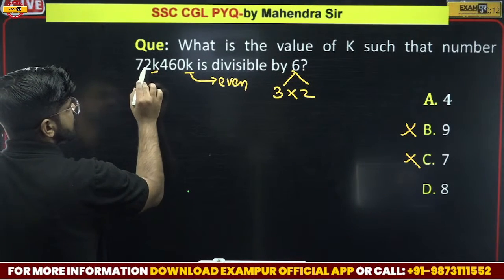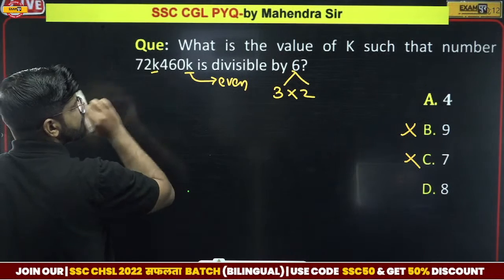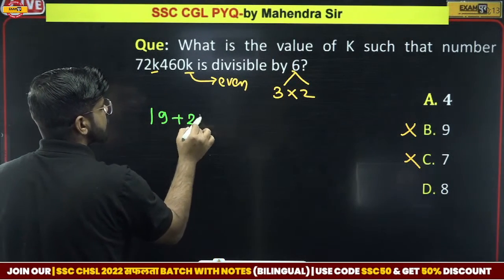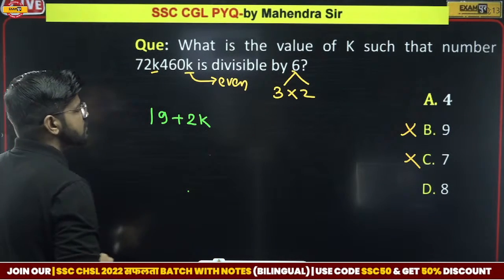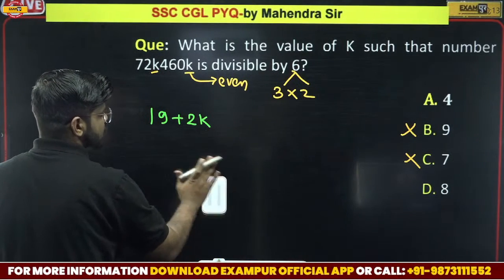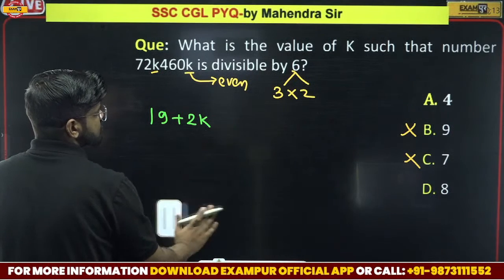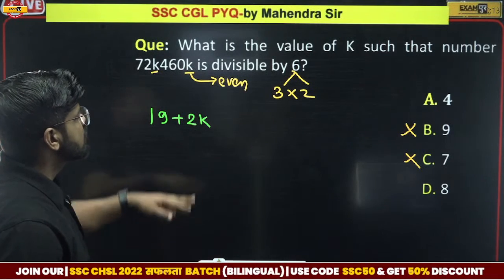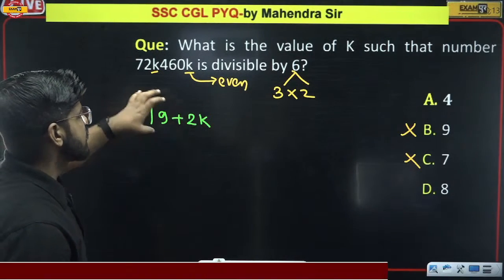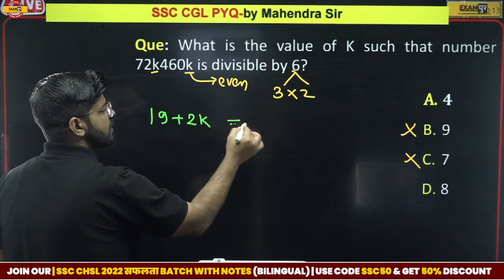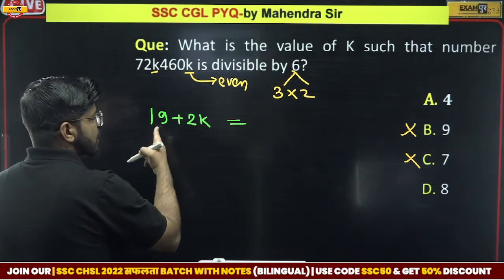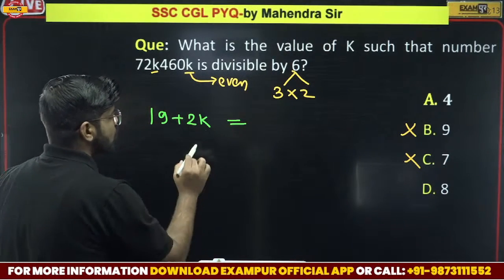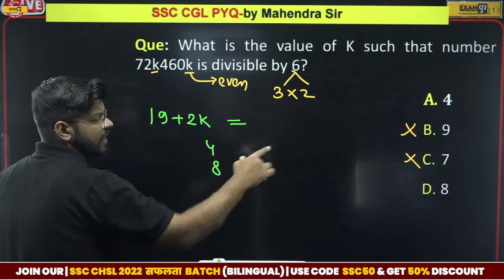So 7 plus 2 is 9, 6 and 4 is 10, 9 and 10 is 19. So we have 19 plus 2k, right? Is it clear? So the question is saying that we have to find the value of k such that this number should be divisible by 3. So now you know that what we can put here is either 4 or 8, because we have only two options.